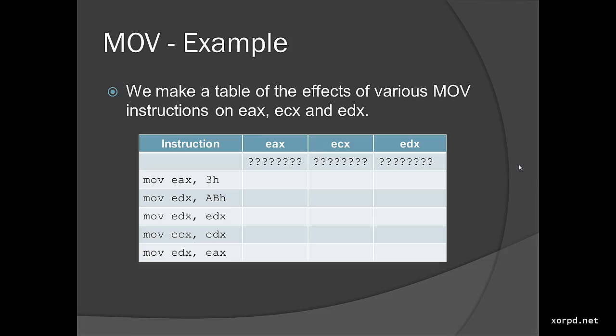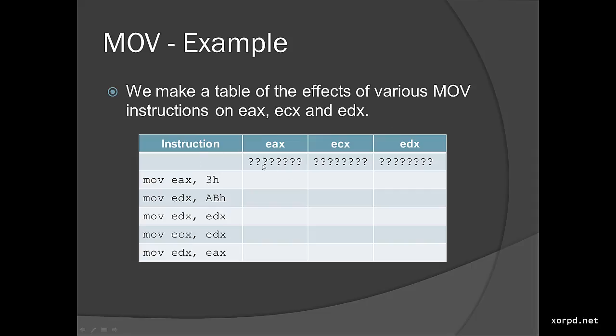Let's look at an example of how move works. We make a table of the effects of various move instructions on EAX, ECX, and EDX. I mark here with question marks the fact that initially we don't know what's inside EAX, ECX, and EDX. Note that there is always something in EAX, ECX, and EDX. There is always something in there. Every bit in all of those registers must be 0 or 1. There is no such thing as a question mark in the real world, in the processor.